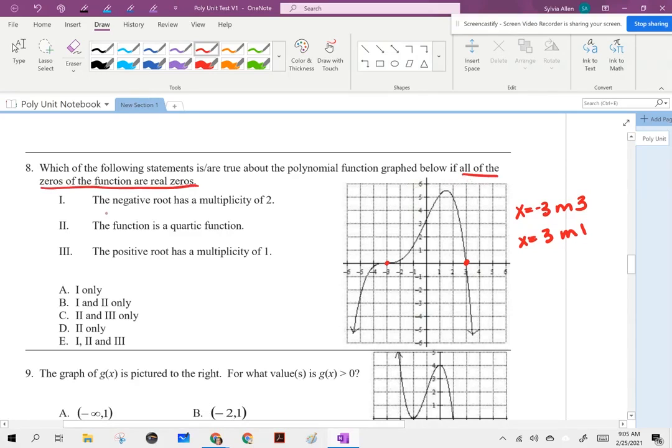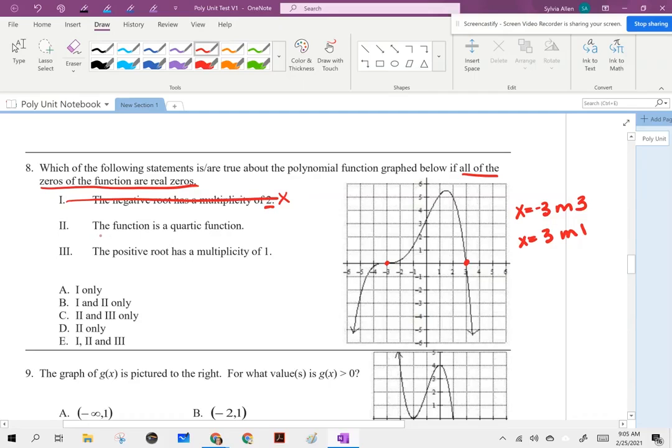So let's take a look. The negative root has a multiplicity of 2. Well, we know that that can't be true. Multiplicity of 2 is going to be where it bounces back, or in vocabulary words, it's going to be tangent to the x-axis, and that is not true. It's actually an inflection point.